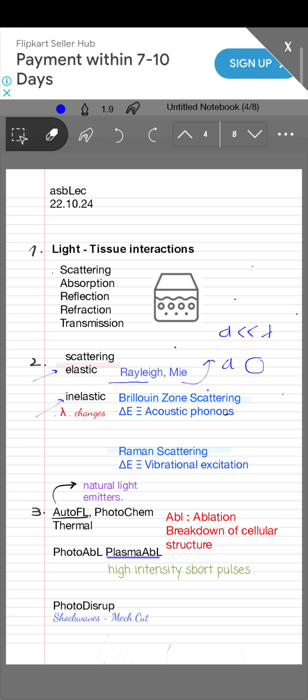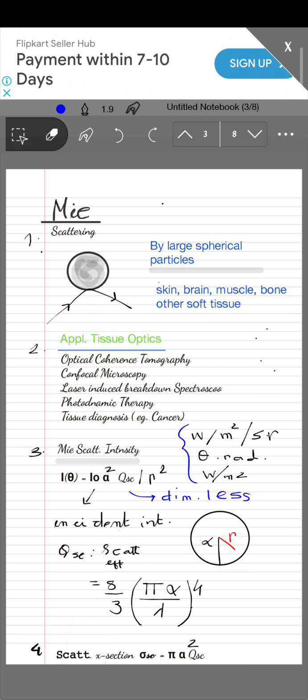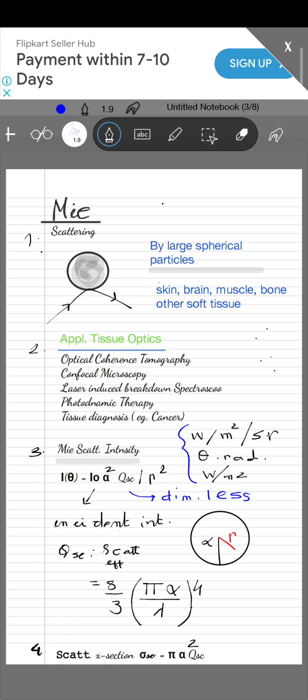Here the particle size is larger and spherical in nature, and if we compare it with what goes on in living tissues, it is mainly observed in tissue involving skin, human skin, human brain, the muscle, the bone, and any other soft tissue like your liver, kidney, spleen. All these have soft tissues in them.